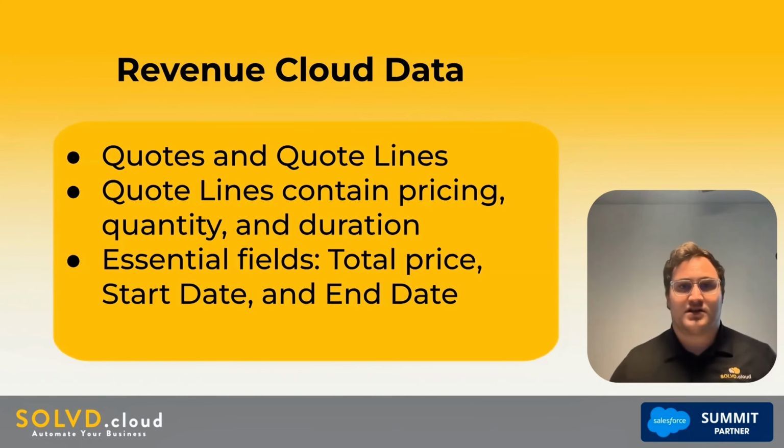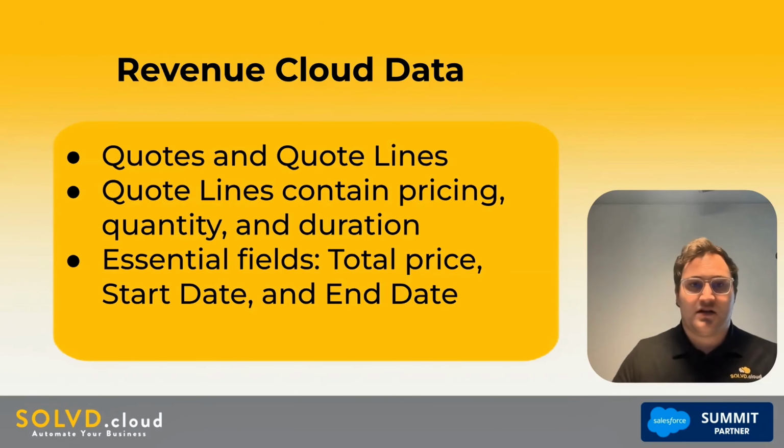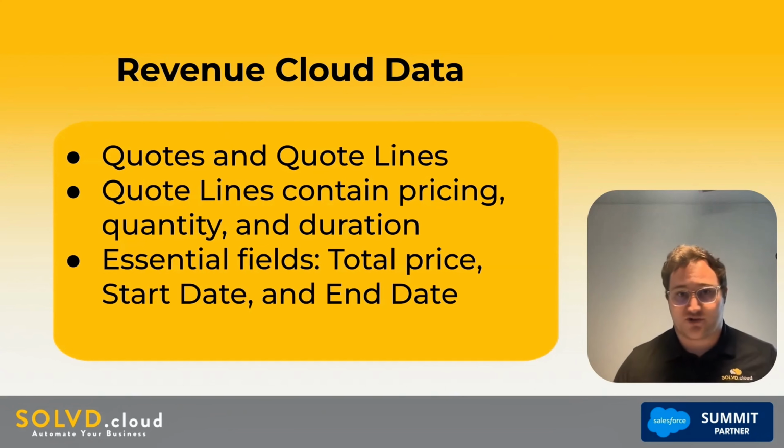We are going to be taking a look at these calculations through the lens of the sales process. We will derive ARR and MRR primarily through quote lines that are associated to a quote. A quote represents the overall sales agreement, while the quote lines represent the individual items within the quote. These will contain crucial details like pricing, quantity, and service duration. The key fields we'll look at are start date and end date, as well as total price.